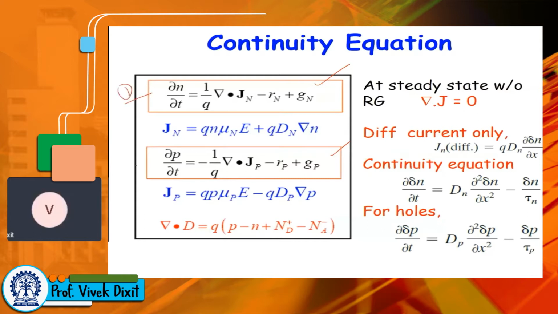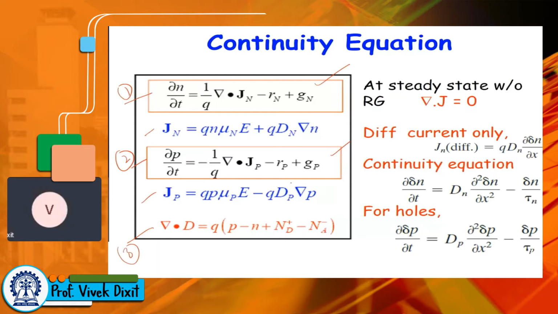So two continuity equations are there for electron and holes, and of course this current equation for electron and hole. These are constitutive relationships, and this is the Poisson equation, right? Del dot D equal to rho, the charge density.